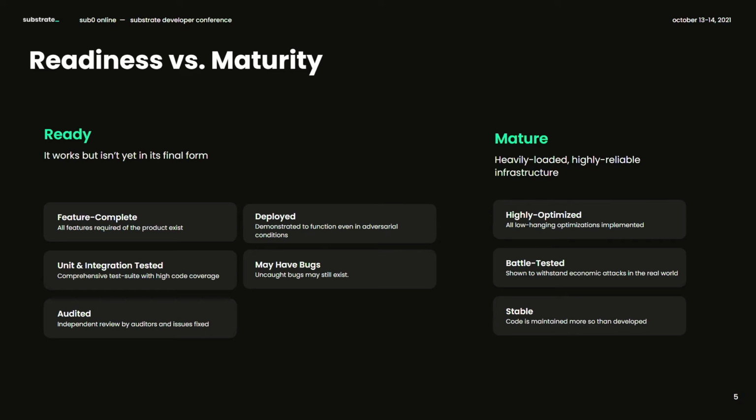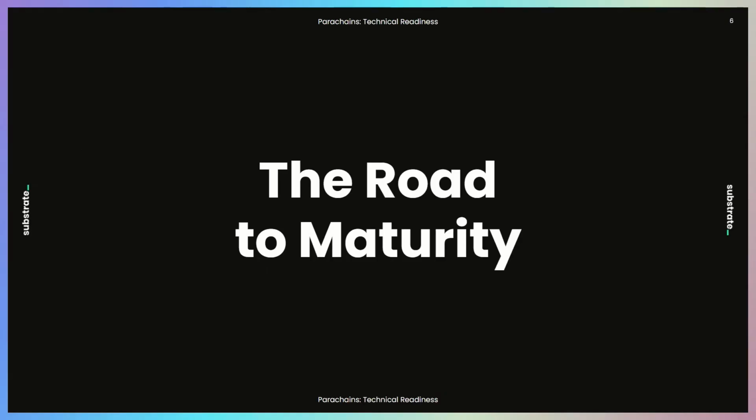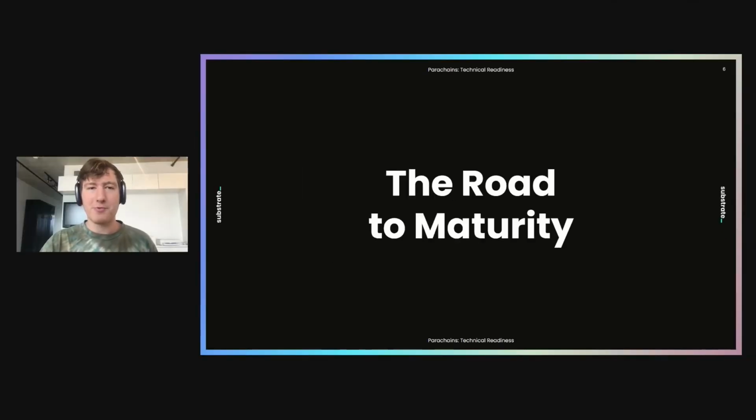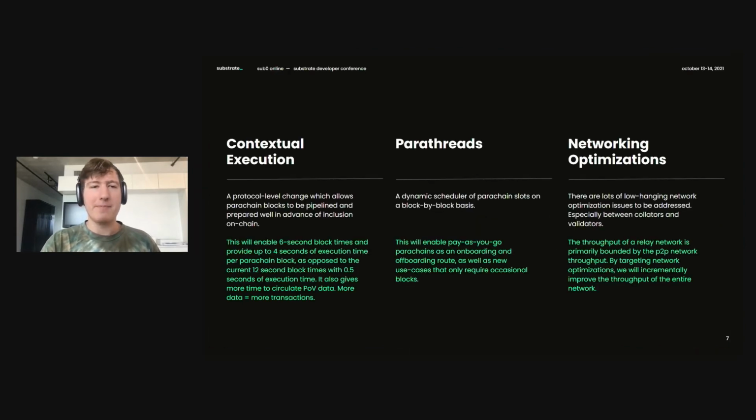So what is our road to maturity? What are some of the steps along that road? I'm going to cover a few of the major ones, but not all of them. There's a lot of steps there. But a few of the really exciting things on the horizon are contextual execution, parathreads, and just general networking optimization. So I'm going to go into each of these three things.